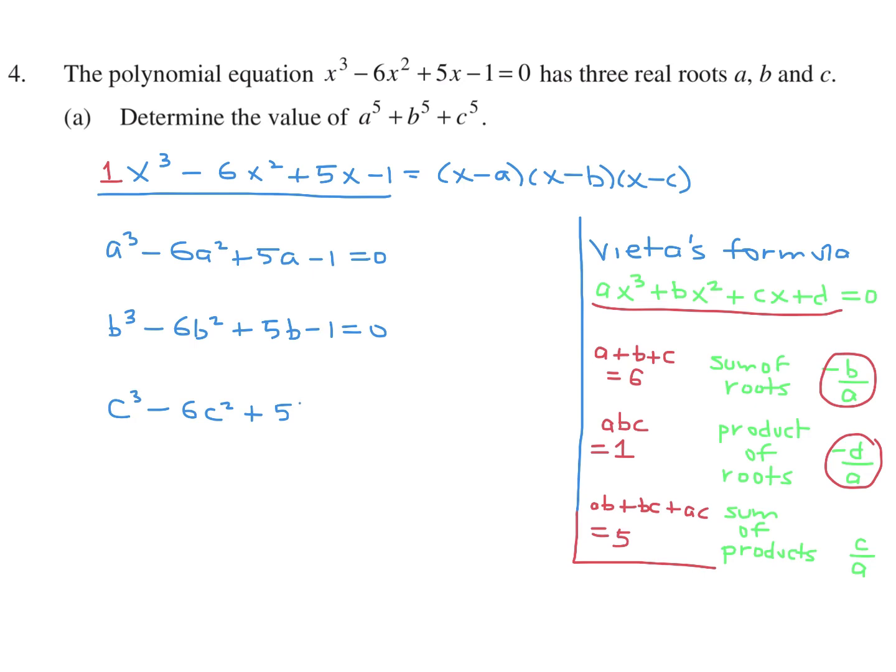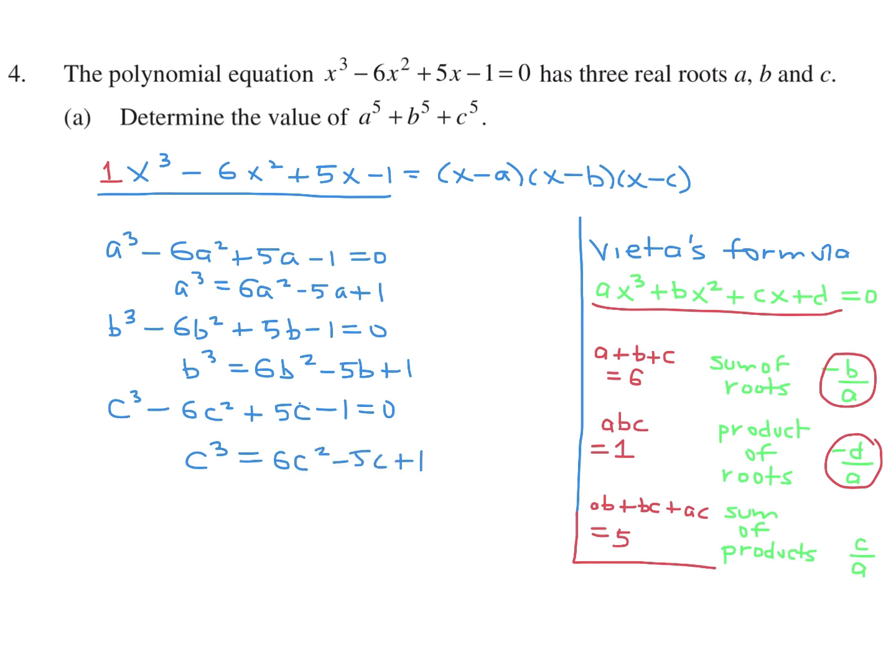Now, what we're going to do is isolate the power of 3 in each of these. So in this case, a to the power 3 will be 6a squared minus 5a plus 1. And in a very similar way, b to the power 3 will be 6b squared minus 5b plus 1. c to the power 3 is 6c squared minus 5c plus 1.